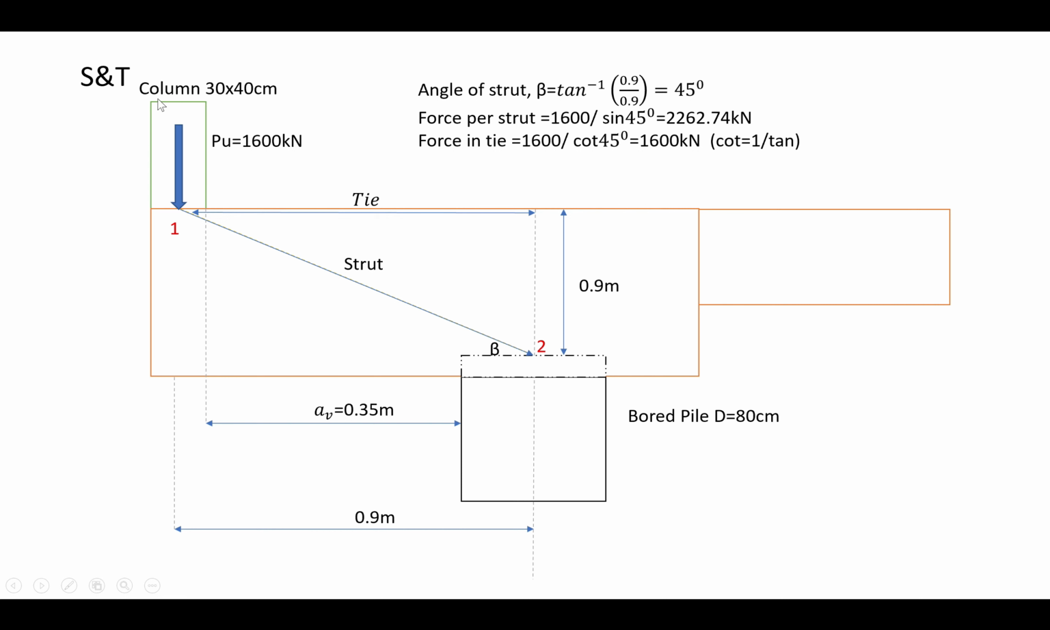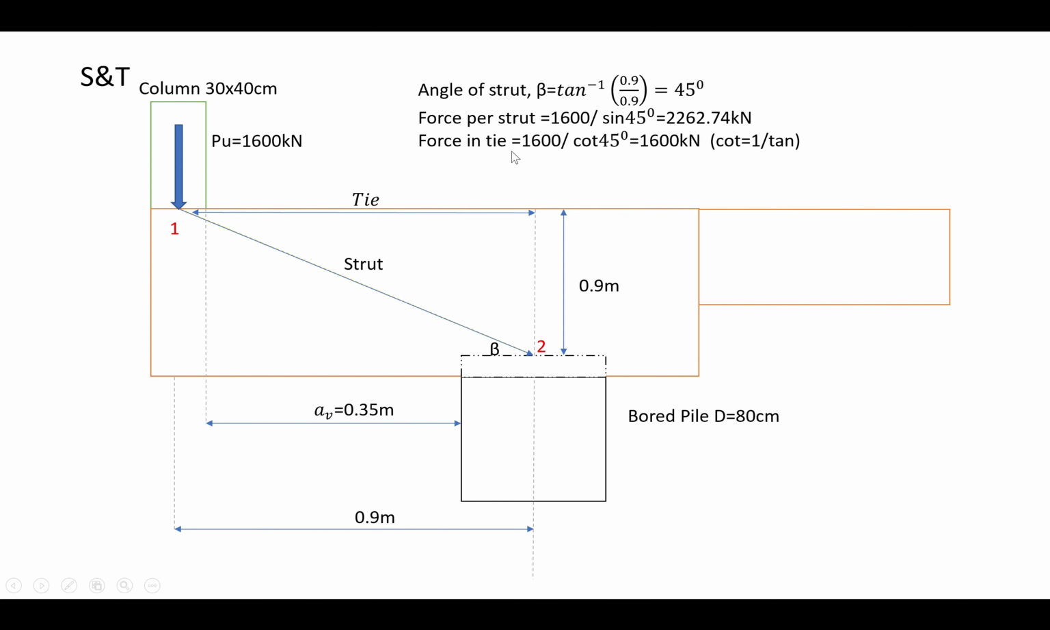Now let's check with the Strut and Tie method. In the Strut and Tie method, we have to calculate the angle of strut. Here is the angle of strut. Here we apply load, strut in compression, and tie in tension. The angle of strut is equal to 45 degrees. After you get the angle of strut, you can calculate the force per strut and the force in tie.